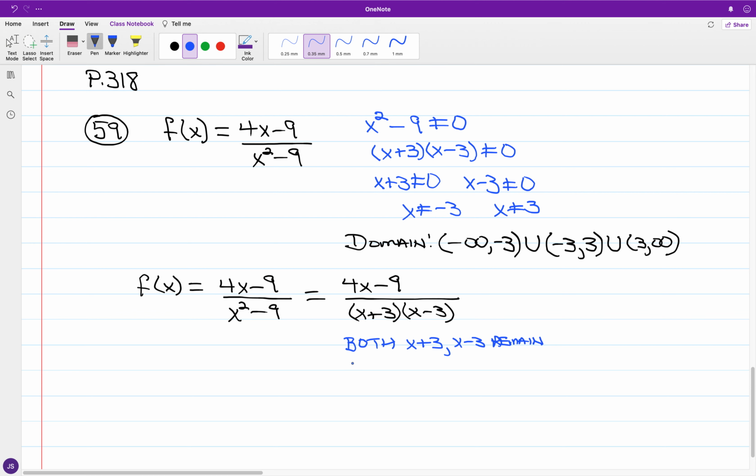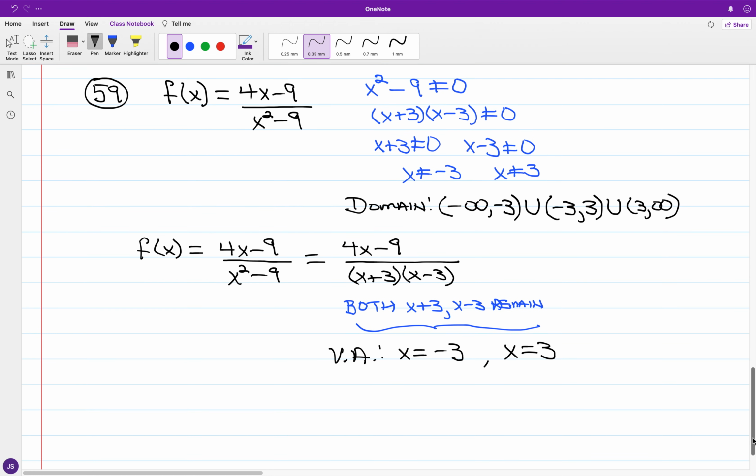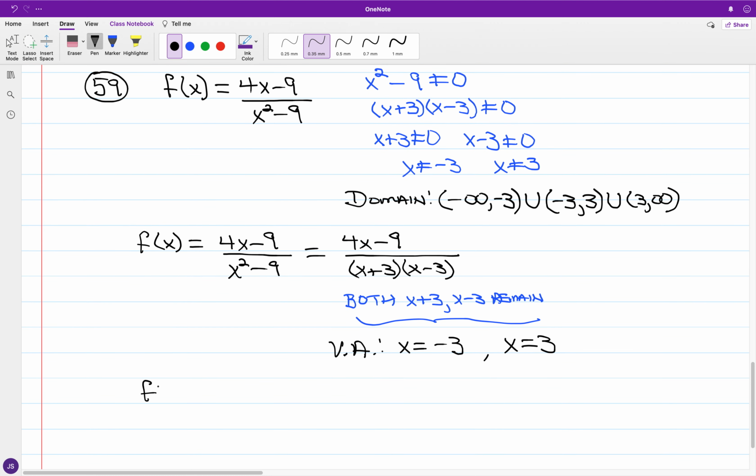And since they both do, it's going to follow that both of these restricted values will define the vertical asymptotes. So you have the vertical asymptotes x equal to -3 as well as x is equal to 3. Now for f of x, you have 4x minus 9 all over x squared minus 9.